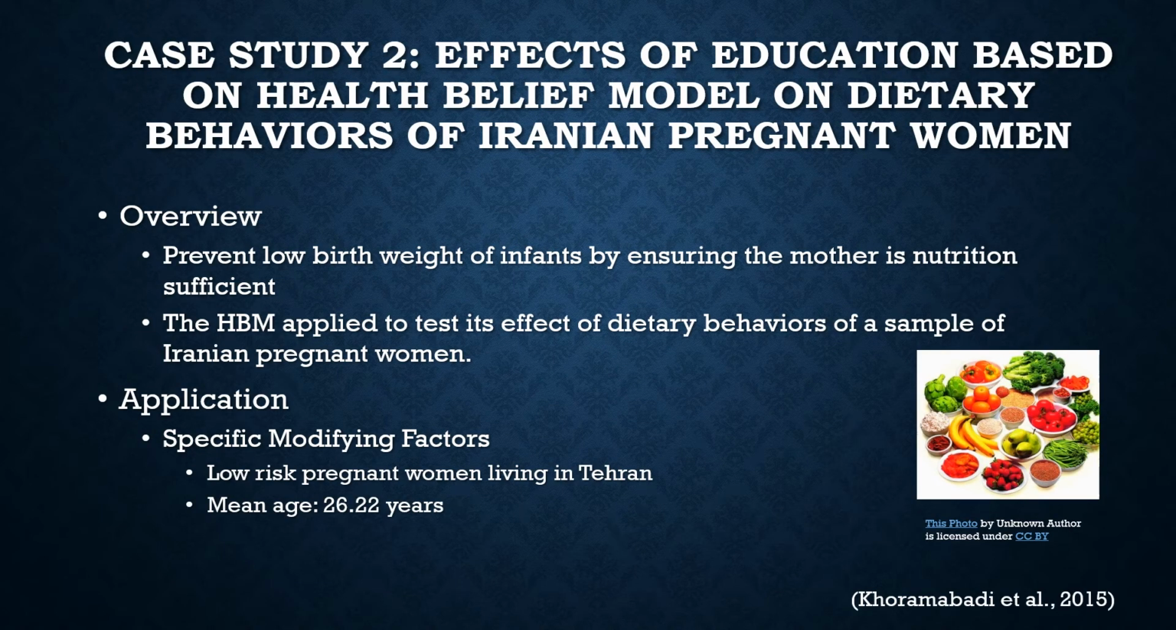For my second case study, the article was titled, Effects of Education Based on Health Belief Model on Dietary Behaviors of Iranian Pregnant Women. This article examined how effective applying the health belief model would be to affecting dietary behaviors of pregnant Iranian women. In order to prevent low birth weight of infants, it's important that the mother's nutrition is sufficient. Something this article did very well was narrow in on their target population. Many of the health behavioral theories stress that too broad of a population will diminish the effects of the applied theory. This case is specifically looking at low-risk pregnant women living in Tehran, and the mean age was roughly 26 years old.